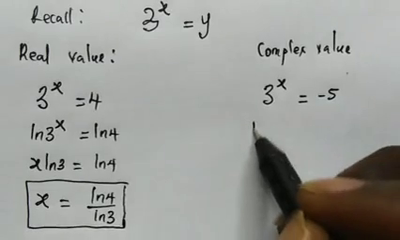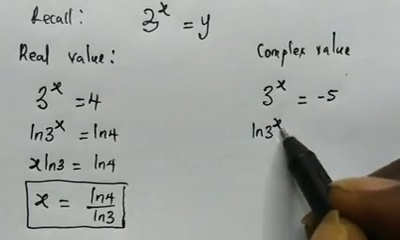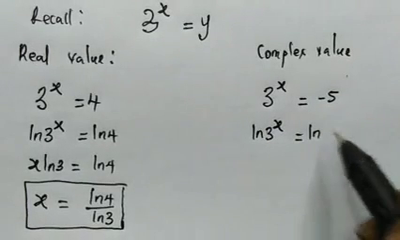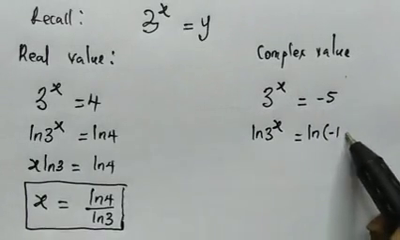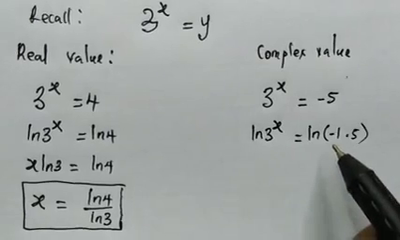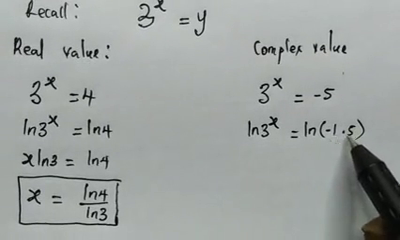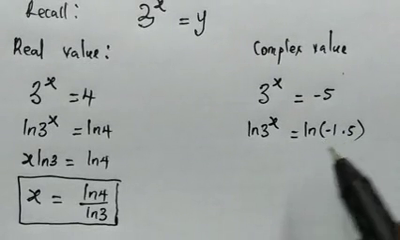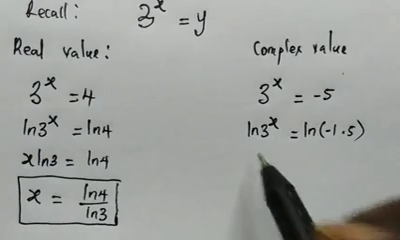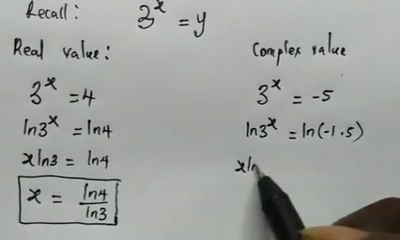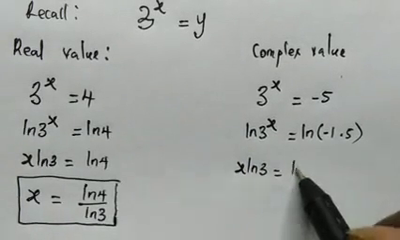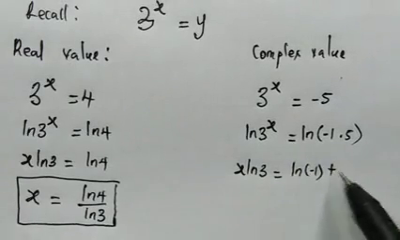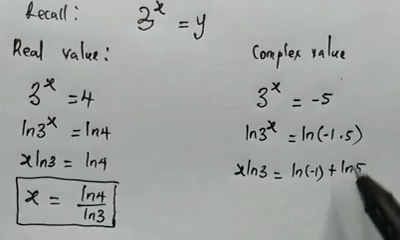Now ln both sides, we get the ln of 3 to the power of x. This is equal to the ln of negative 1 times 5. Yes, of course we can write that. And here we have two products as the argument of the logarithm, right? So we're going to write in addition form. So this will become x times the natural log of 3. This will be equal to the natural log of negative 1 plus the natural log of 5.